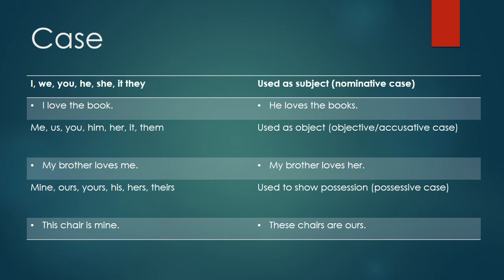Mine, ours, yours, his, hers, theirs are used to show possession, which means these are possessive case. For example, this chair is mine. Here mine is possessive because mine shows possession of the chair. Ours is also possessive case because ours shows possession of the chairs.